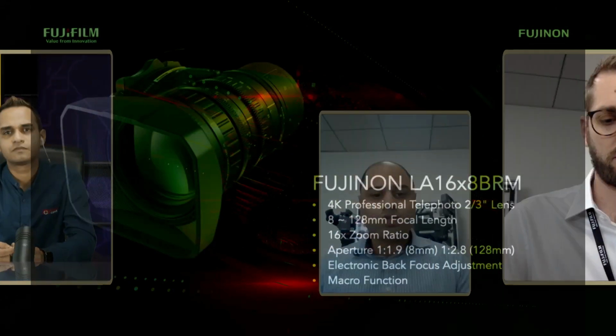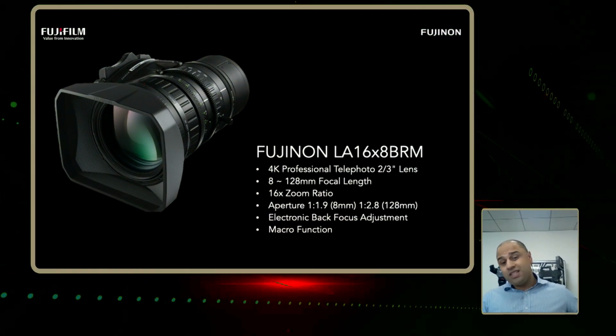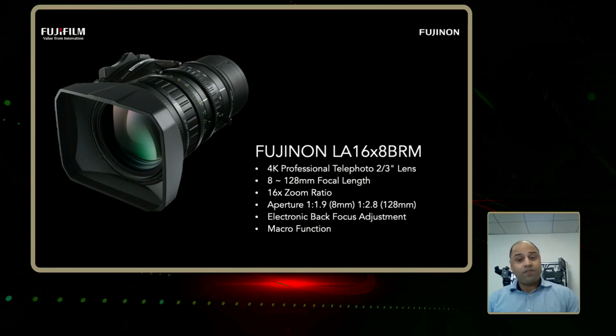This was a collaboration between Fujifilm globally and Blackmagic, and it's a fantastic budget 4K full professional broadcast lens. It's great because it's 2/3 inch. It has a great focal length. It can cover 8 to 128, so it basically covers most of your filming needs. And it has some added bonuses like the electronic back focus adjustment or even a macro mode. And it's fantastic because it is a full 4K lens for a fantastic price.